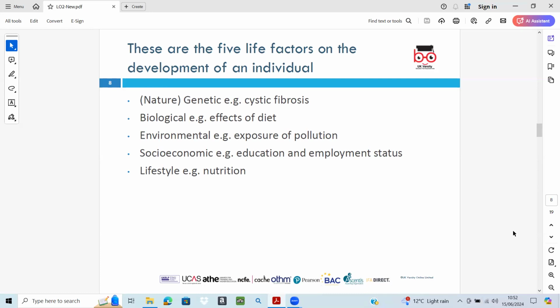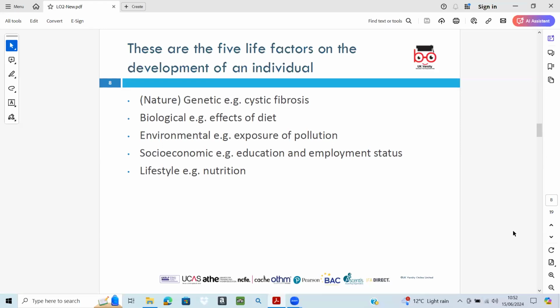Then we have socioeconomic factors. Socioeconomic factors include an individual's economic status, education, and employment. We have an example of education and employment status. Access to quality education and stable employment can provide financial stability and personal growth opportunities.